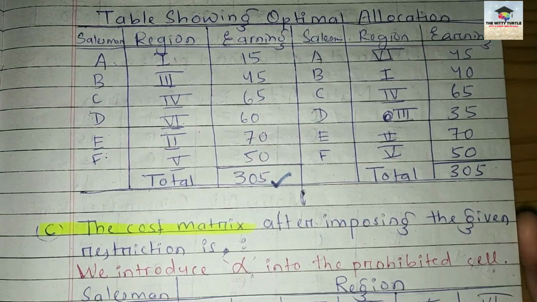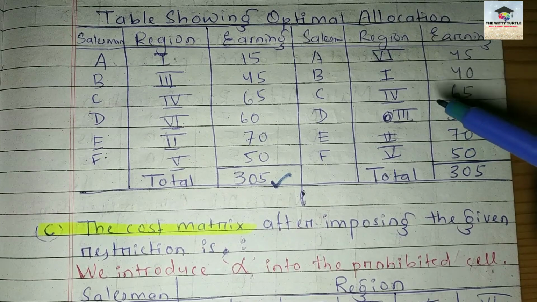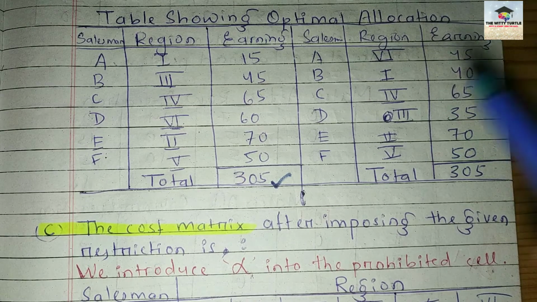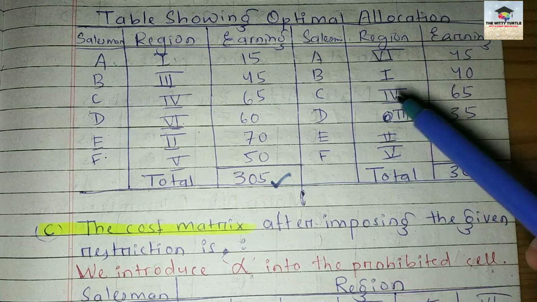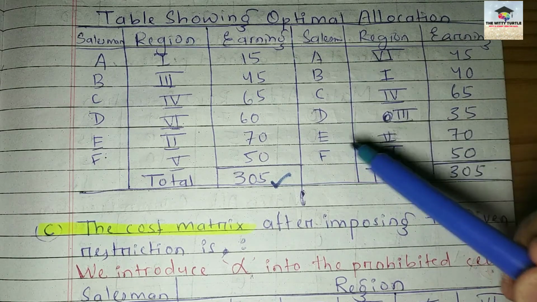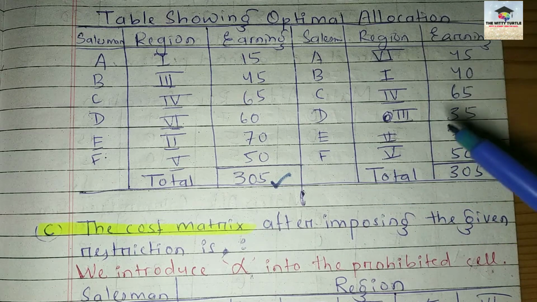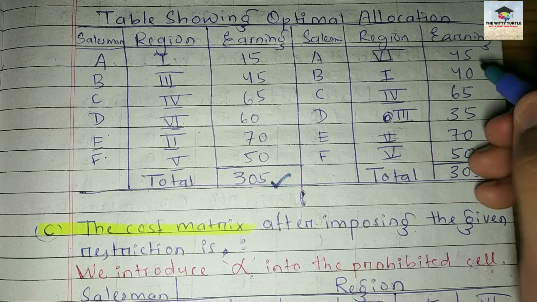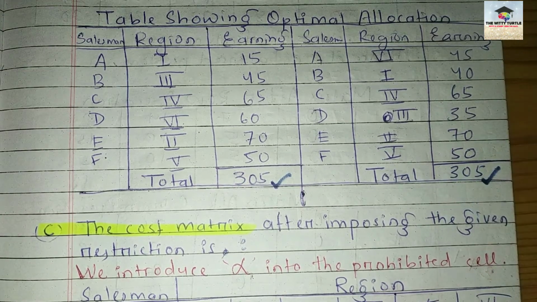Now if we go with the second option, then second option में क्या है जो मैंने red color से टिक किया था? For A it is region 6, for B it is 1, C it is 4, for D it is 3, E it is 2 and for F it is 5. So like this we can also get our earnings. So in both the cases the earnings are the same, right? I hope this is clear to you.